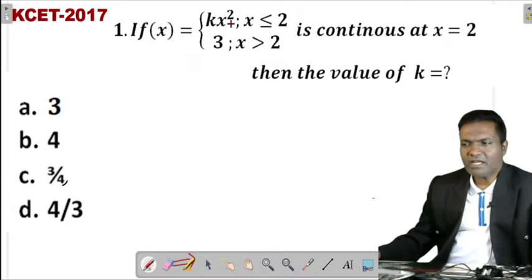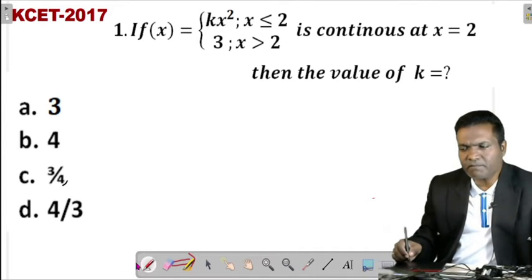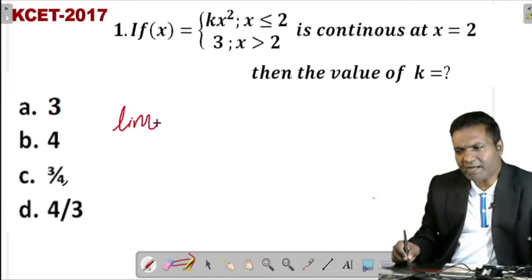If f of x equals kx square if x is less than or equal to 2, and it is 3 if x is greater than 2, is continuous at x equals 2, then the value of k is how much? Whenever you are given that a function is continuous at some point, you need to write that the left hand limit and right hand limit must be equal to the functional value.